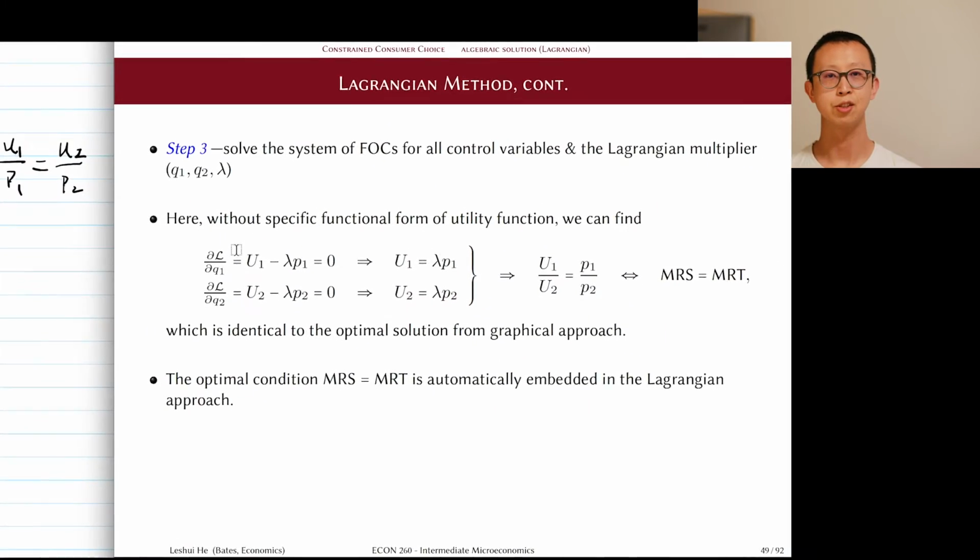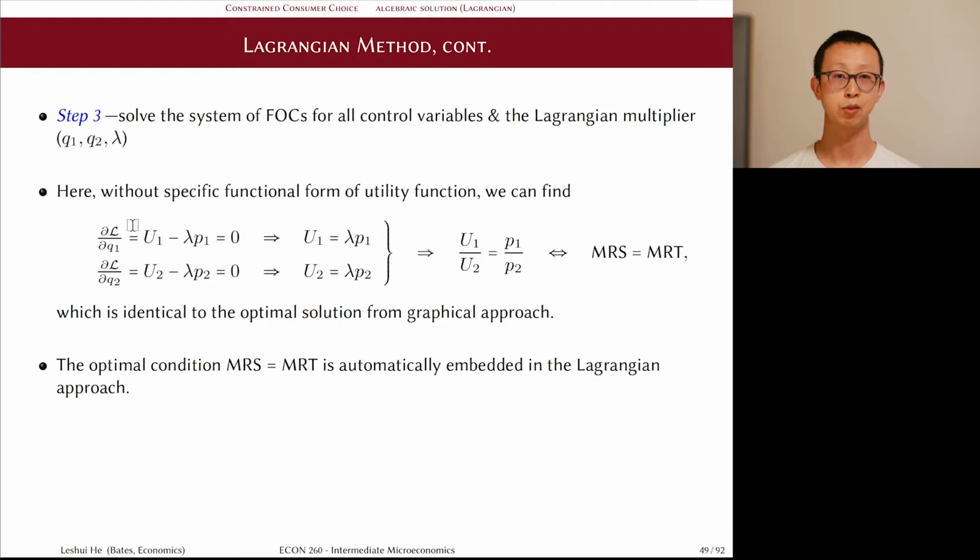Note how the tangent condition follows automatically from the Lagrangian approach. This is why I said that we don't really need to memorize the particular expressions of MRT or MRS, because the Lagrangian approach automatically takes care of that for us. However, it is still worthwhile to think through all those terms to gain a deep intuitive understanding of these objects so that we can understand and interpret the results coming out from these models.